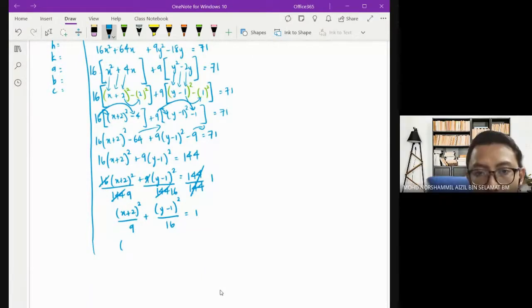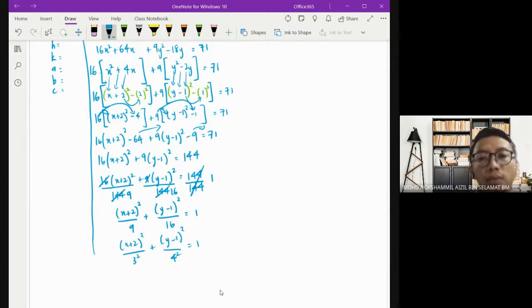Okay. So x plus 2 all together square divided by 3 square. Y minus 1 all together square divided by 4 square equals to 1. Easily we can obtain our HK ABC. Kita boleh dapat terus lah. Okay. So saya bawa sikit soft kita ke bawah. So H equals to minus 2, K equals to 1, A equals to 3, B equals to 4.